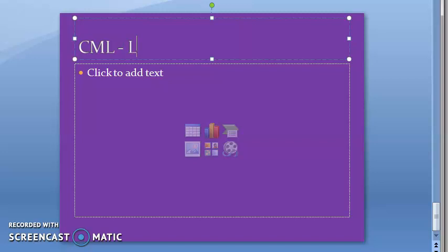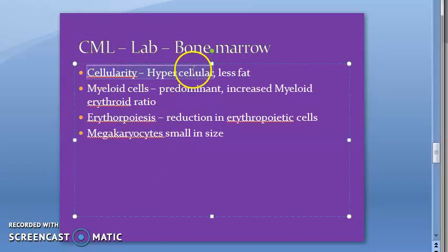CML lab findings. Let's go to bone marrow. Okay, let us look at the bone marrow picture. Obviously, it will be hypercellular, less fat. Myeloid cells will be predominant. Increased myeloid erythroid ratio. This is not at all difficult for you to say. Coming to erythropoiesis, there is reduction in erythropoietic cells. See, the predominance will be taken by the neutrophil premature cells, like the myelocyte, metamyelocyte, correct? So the myeloblasts also could be more.